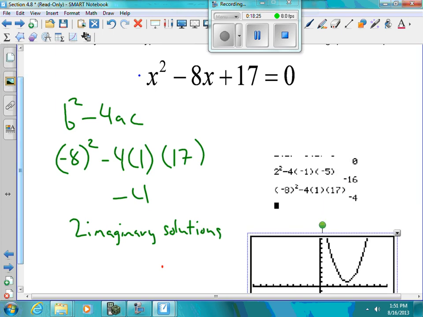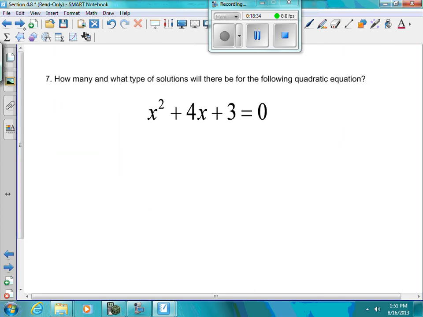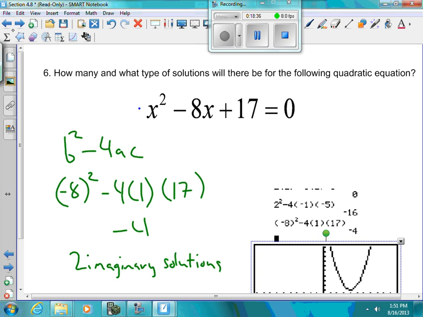Shrink it down. Let's move it down here. Anyways, that proves it doesn't cross the x-axis. Okay, the discriminant and the graph should match up and point in the right direction. Now, our solution is not negative 4. Don't confuse that. That's what the discriminant is.